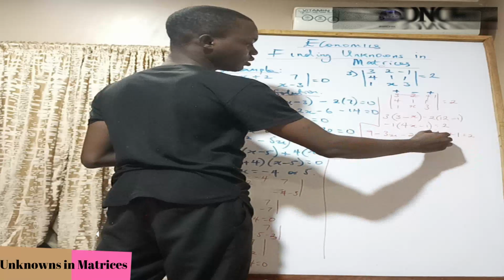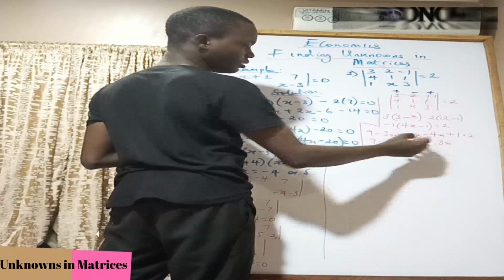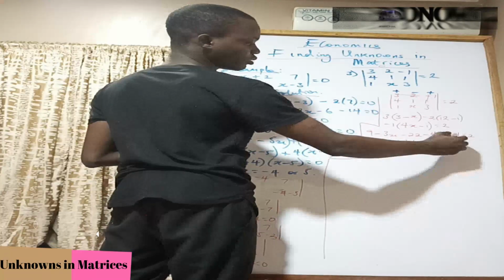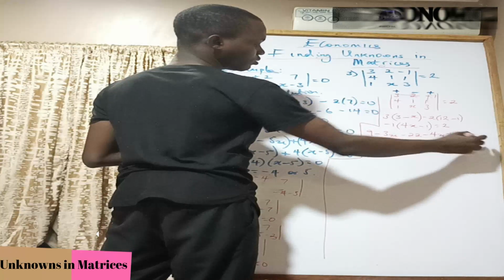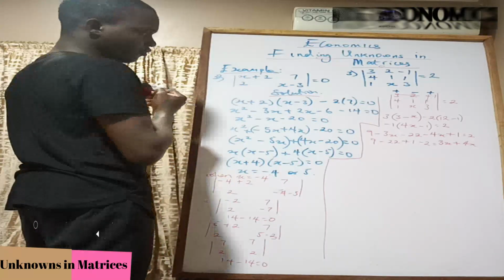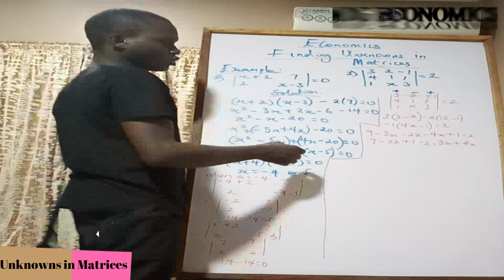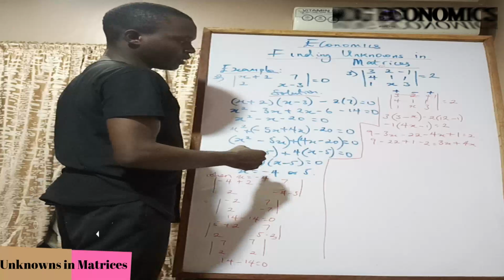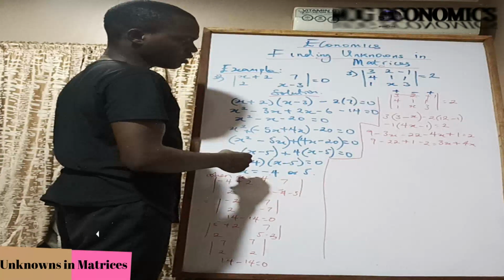3x goes to the other side, it's 3x. Then 4x also jumps the equal to sign, plus 4x. I think that's all. So 9 minus 22 is minus 12, right? So minus 12 plus 1 is minus 11. Minus 11 minus, oh, is that correct?